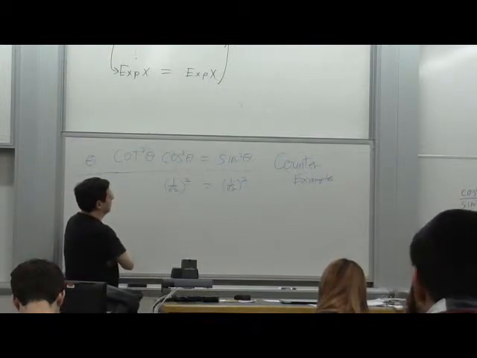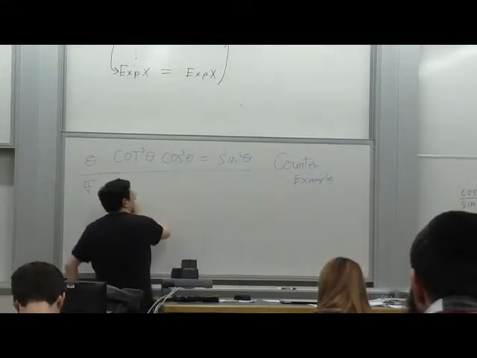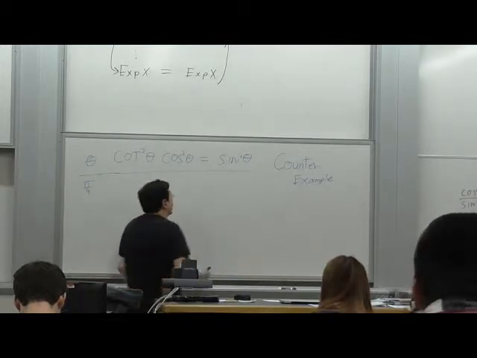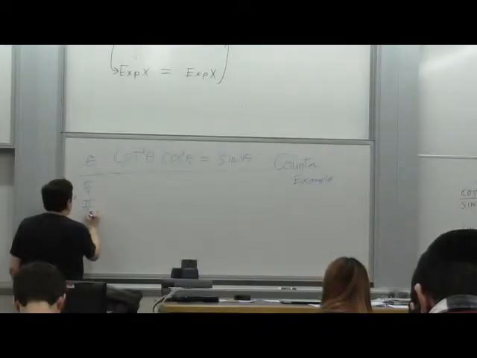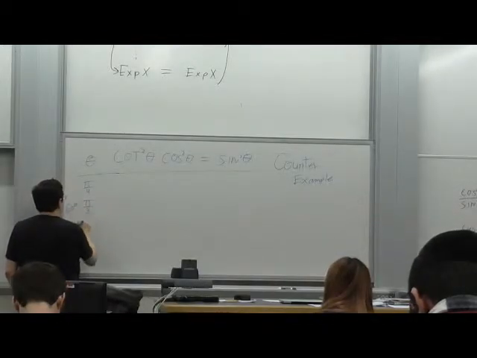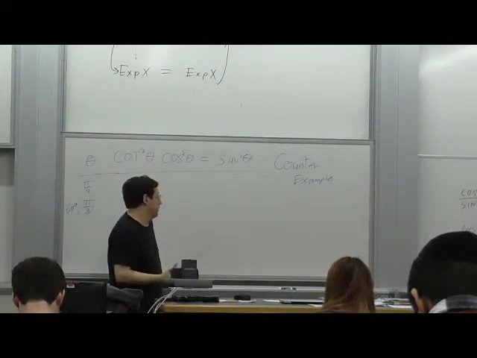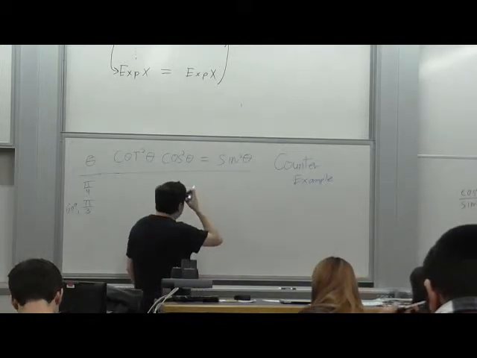Uh-oh. Now, maybe I just picked bad examples. That's possible. Pick the worst possible examples. All right. How about pi over 3, or 60 degrees? This ought to flush it out, unless it's true. Okay, does anyone remember what the sine of 60 degrees is?